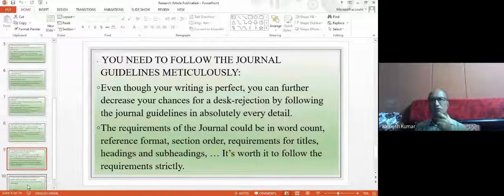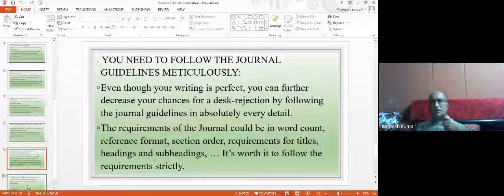As I told you, usually in these journals, there are 2 to 3 levels of scrutiny. So in the first scrutiny, what they look at is whether you have followed the guidelines required by the journal. Okay. If you have followed them, only then it will go to the next level. So try to go through the guidelines of the journal. Try to follow them absolutely. Every detail that they have given, what is the requirement of the journal in terms of the word count for your entire article.